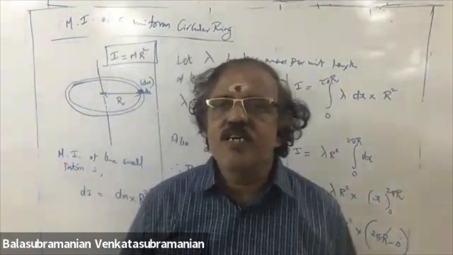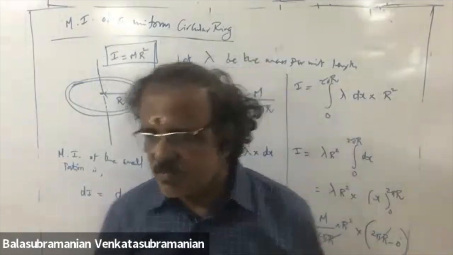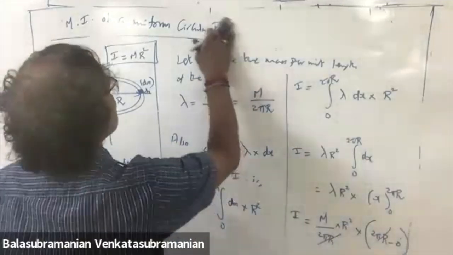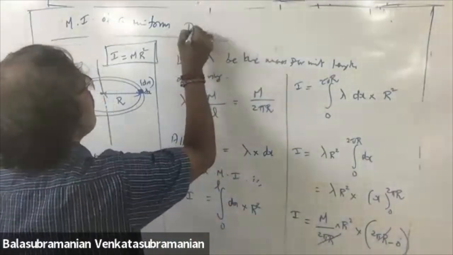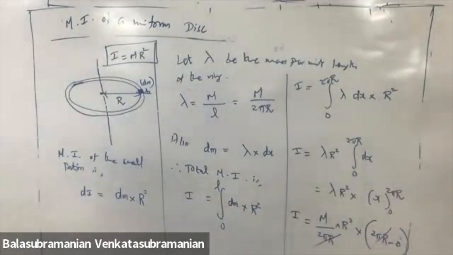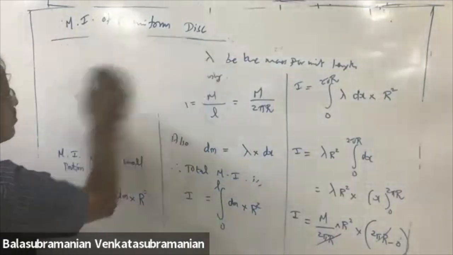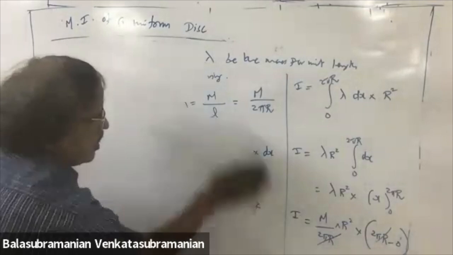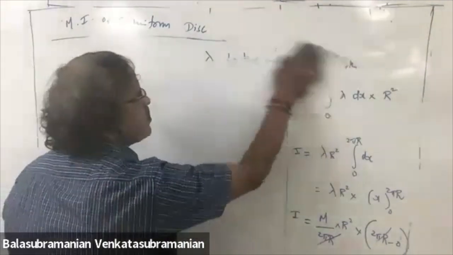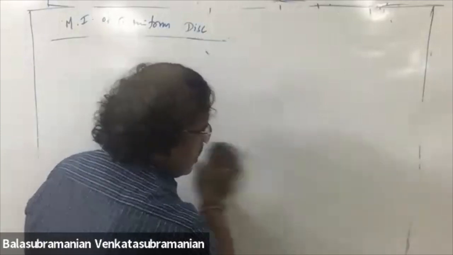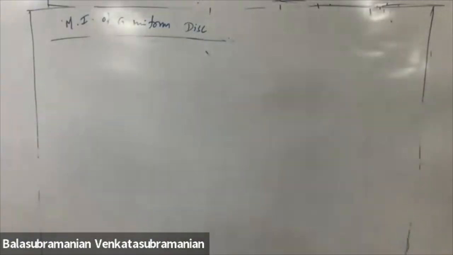Ring is different, disk is different. Next, we are going to talk about the uniform disk. Moment of inertia of a uniform disk. Moment of inertia of a rod, we have seen. Second, we have seen moment of inertia of a ring. Third, moment of inertia of a disk.